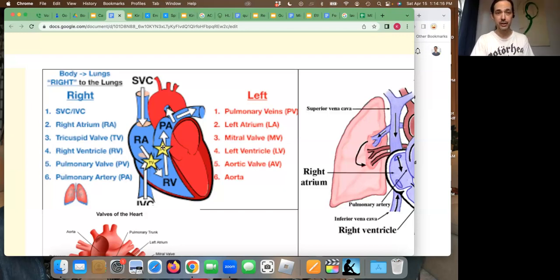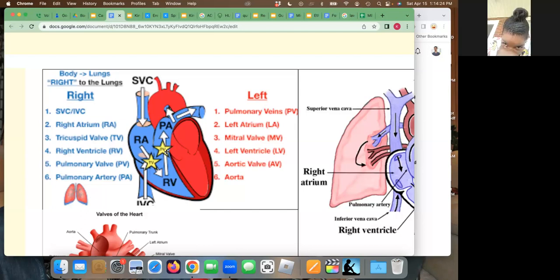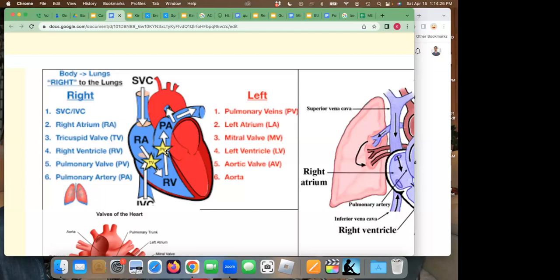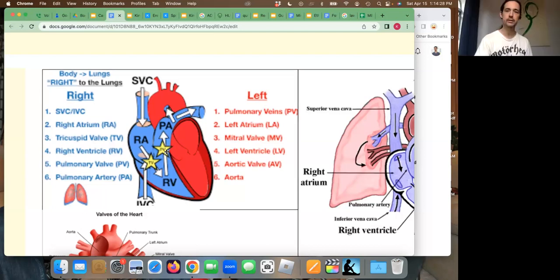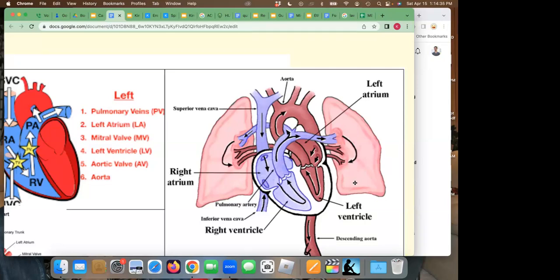Right ventricle into the pulmonary artery through the pulmonary valve. Very good. Pulmonary artery into the pulma, or lung.